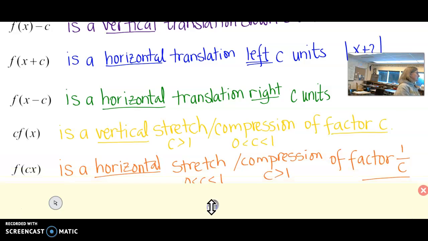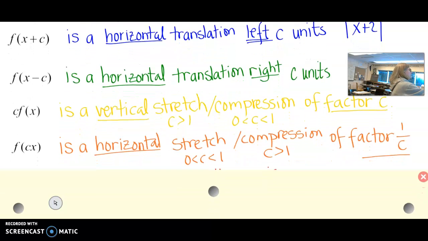Now the next one, if you multiply by a number inside the parentheses, so inside is going to affect it horizontally, that'll be a horizontal stretch or compression of factor 1/c. Just like when you added or subtracted a number inside the function before you do the function, it moves it the opposite direction that it seems like it should. Anything horizontal is always kind of messed up, or it doesn't seem as intuitive as the vertical does. But if you multiply by a number inside the function, and I'll do some examples of these in the next video, it's going to be a horizontal stretch.